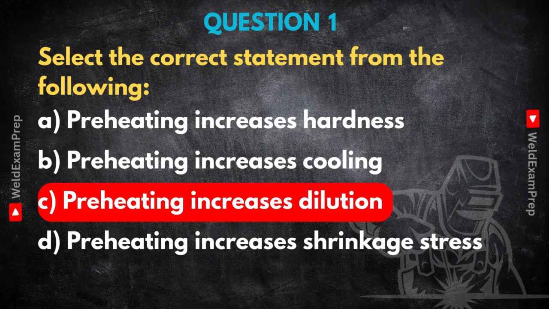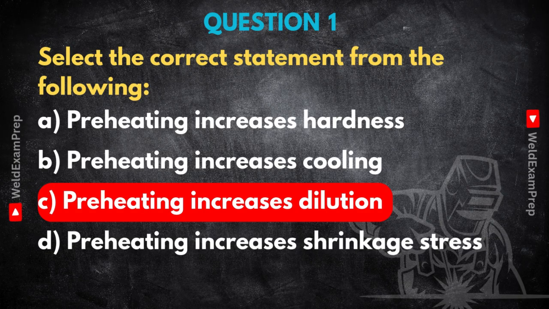Option D. Preheating increases shrinkage stress. Now, I always thought preheating was supposed to help reduce stress. Is that just me being optimistic? No, not at all. You're absolutely right. Preheating generally reduces shrinkage stress. It definitely doesn't increase it. Think about it. As weld metal cools down, it shrinks, right? And this shrinkage can induce significant residual stresses, especially in joints that are heavily restrained. Like thick plates or complex shapes. Exactly. By preheating, you're ensuring a more uniform temperature distribution across the joint before you start welding. This reduces those steep thermal gradients we talked about.